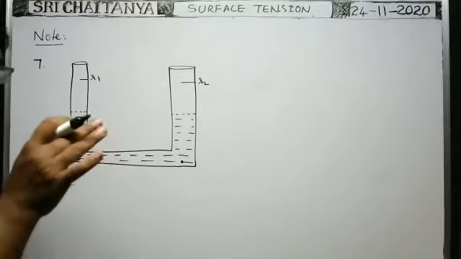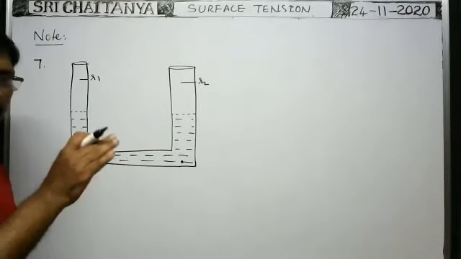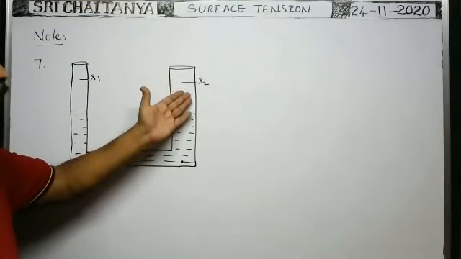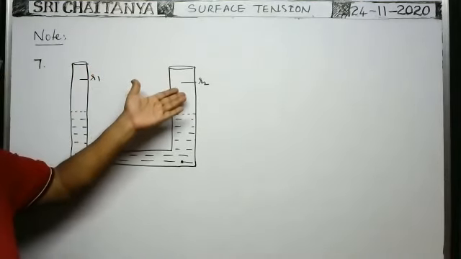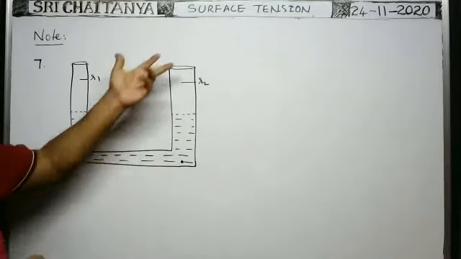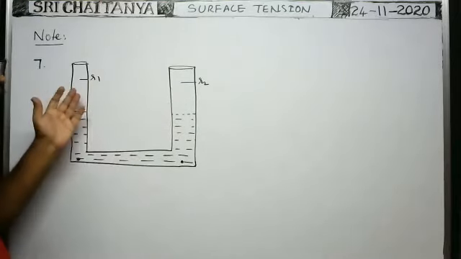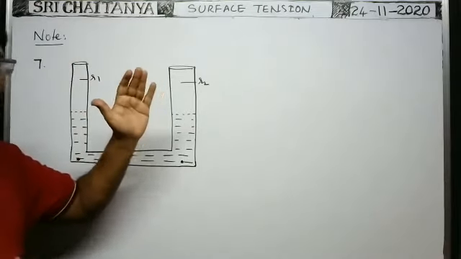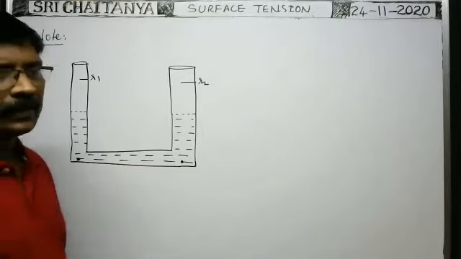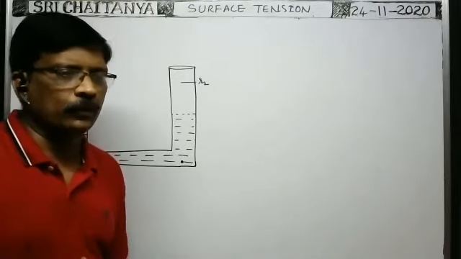Suppose capillarity action is there, capillarity phenomena is applicable here. That means whenever these two vertical limbs or vertical tubes have very small radii of cross section, just like capillary bores, these are the capillary tubes. These two vertical tubes behave like capillary tubes. In such a case, capillarity action is to be taken into account.